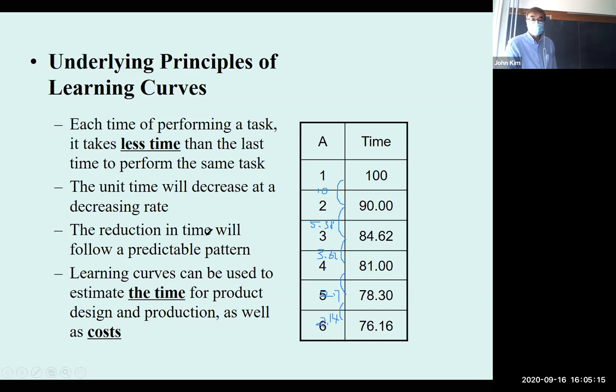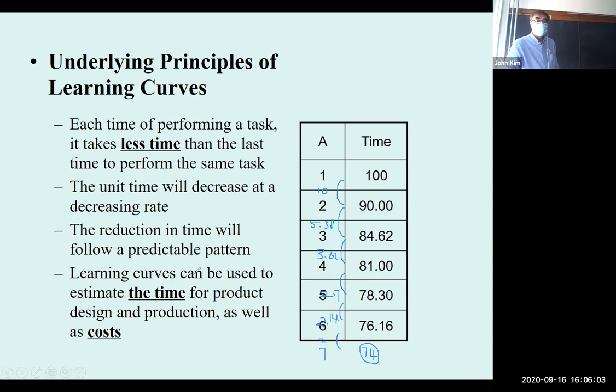The reduction in time will follow a predictable pattern. We don't know the next one, the 7th, but we can predict it because we know the pattern, like 3.62, 2.7, 2.14. Maybe the difference is less than 2.14, like 1 point something. Let's say the difference is 2, then it's about 74. Because we know the pattern, we can predict like this.